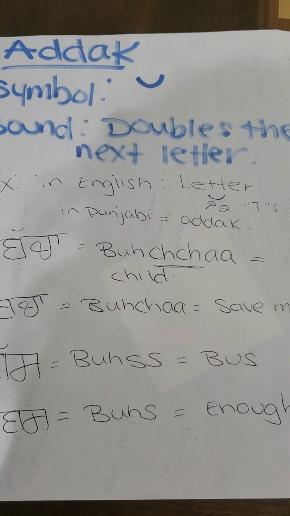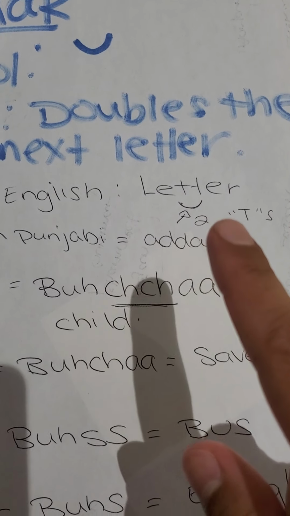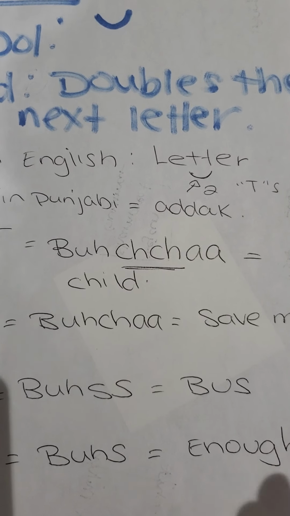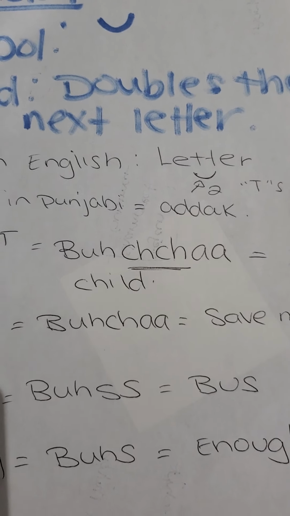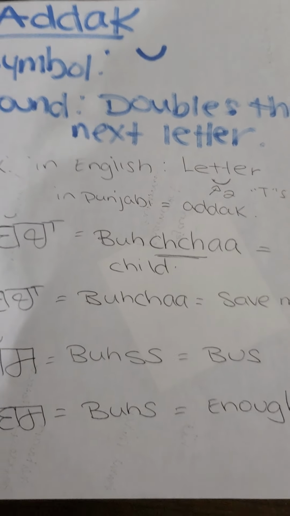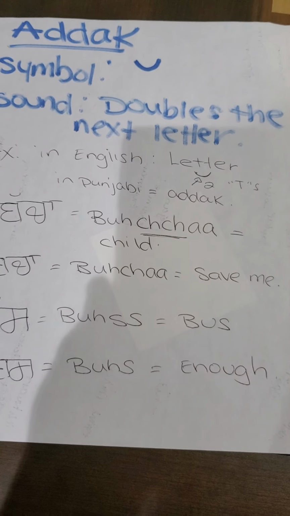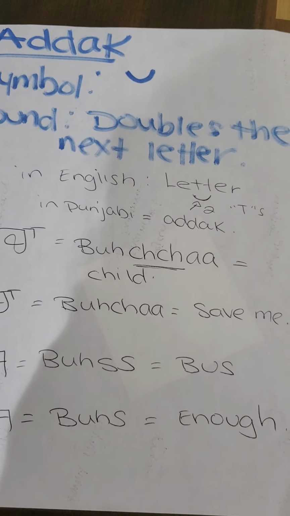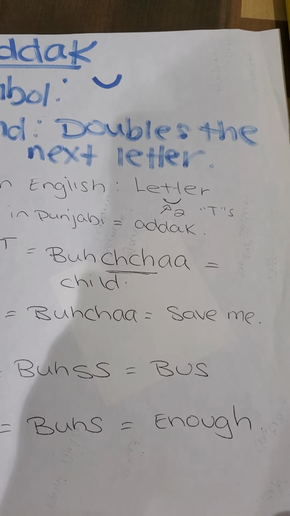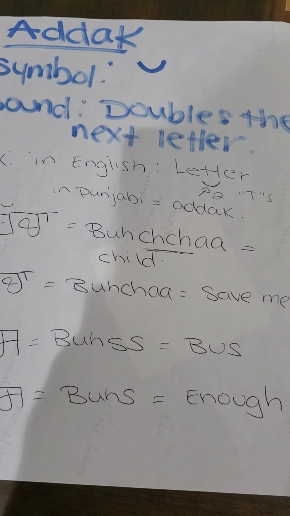So in English, for example, we have words like letter, right? Letter has two T's, so we write it with two T's. Butter, for example, right? Butter, there's two T's in there. So in English, we can write the akkad or the letter twice. In Punjabi, instead of writing, for example, if I was going to write letter in Punjabi, instead of writing lalla and then two tankas, what I would do is you use an addak.